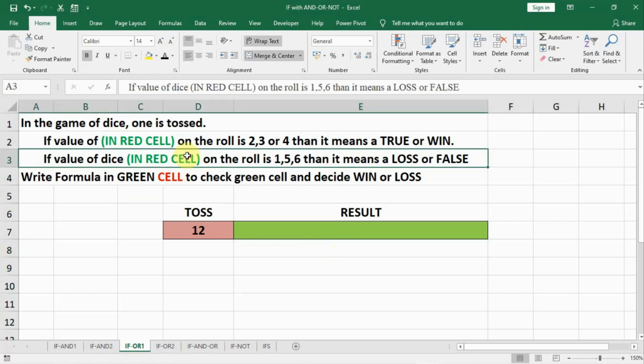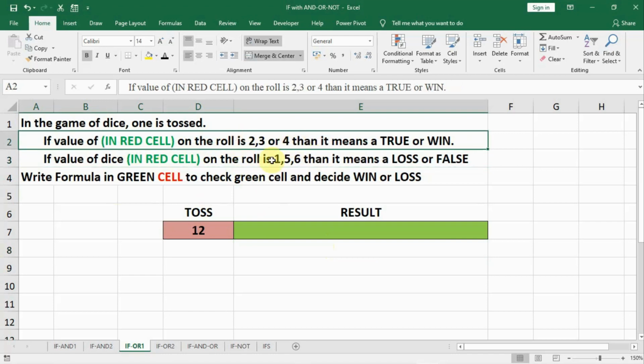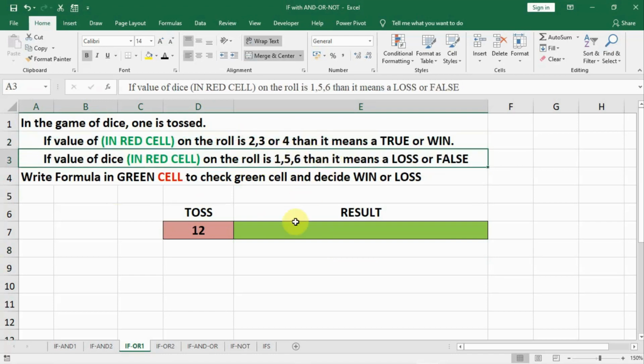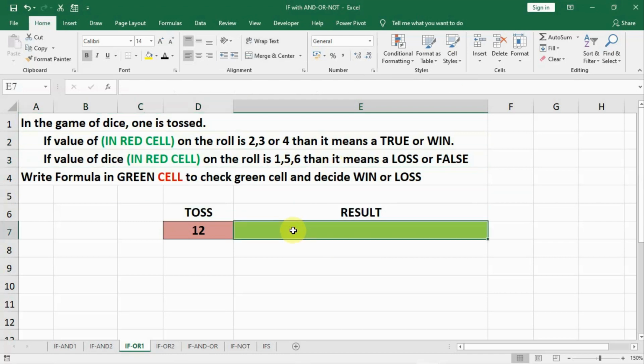In this statement, there is a dice, and on the dice the numbers are from 1 to 6: 1, 2, 3, 4, 5 and 6. When you toss a die, it can be any of these numbers. The game says that 2, 3, 4 means a win and 1, 5, 6 means a loss. So let us work this out with the help of if and or statements.